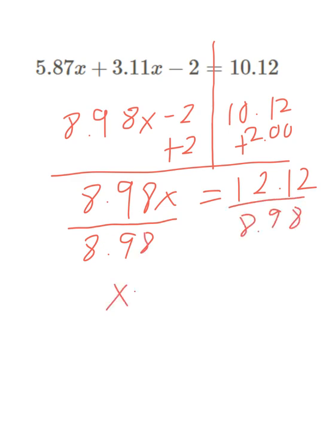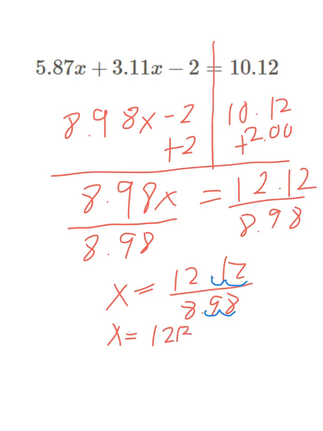And I'm going to get x equals 12.12 over 8.98. Now I know that can be simplified. It certainly can. One thing that I can do is move the decimal point over 2 places to the right in the numerator and the denominator. So I know at least x equals 1212 over 898. But I know that that can also be simplified.